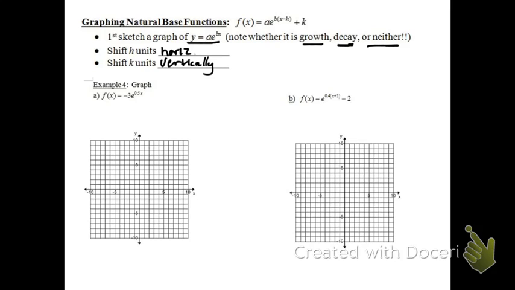Okay, so let's take a look at a couple of examples together. In example 4, we have the following graph: negative 3 e to the power of 0.5x. Now notice this one doesn't have an h or a k value, or if you want to think of it, the h value is 0, the k value is 0, so we don't have to shift it at all. And because the a value is negative 3, this is neither growth or decay, right? This is neither.